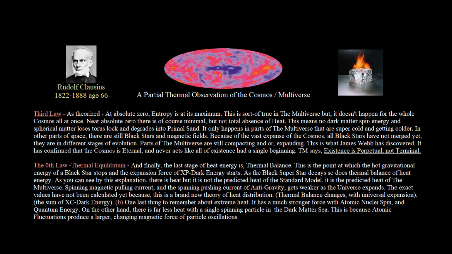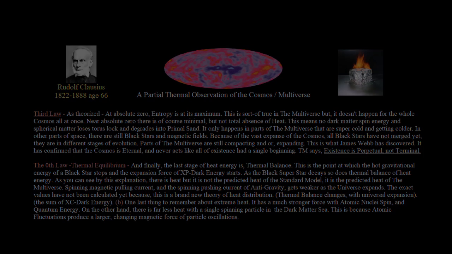One last thing to remember about extreme heat. It has a much stronger force with atomic nuclei spin, and quantum energy. On the other hand, there is far less heat with a single spinning particle in the dark matter C. This is because atomic fluctuations produce a larger, changing magnetic force of particle oscillations.